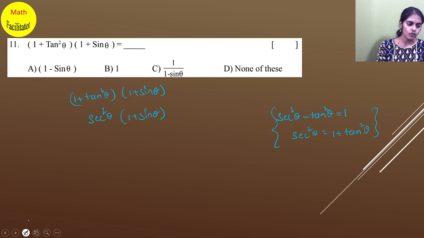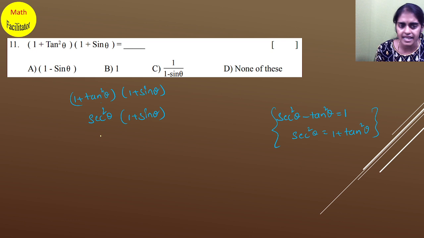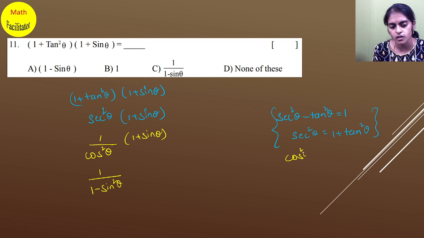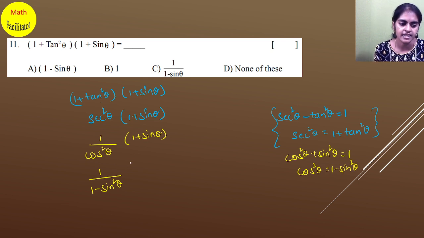Now, is there any possibility that I can solve it here? Let us check. Secant I can write as 1 upon cos. So secant square is 1 upon cos square into 1 plus sine theta. Now, this 1 upon cos square I can write as 1 upon 1 minus sine square theta. We know cos square theta plus sine square theta is 1, or cos square theta I can write as 1 minus sine square theta, isn't it? Into I have 1 plus sine theta.